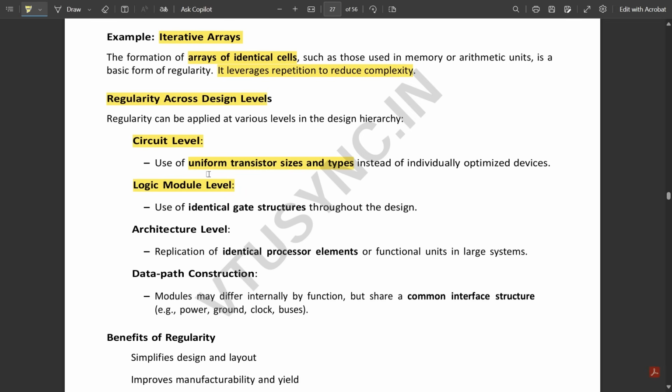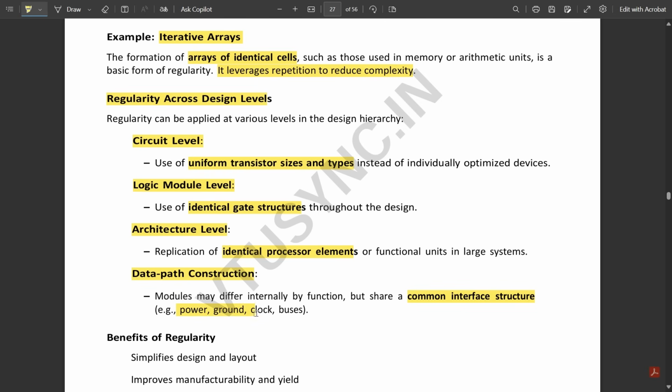Okay, so that is the uniform usage of transistors in the circuit. Next is logic module level. Use of identical gate structures throughout the design. Identical gate structures means gate structures which look similar are used in a repeated manner. Next is architecture level. Replication of identical processor elements or functional units in large systems. Okay. Next is data path construction. Modules may differ internally by function but share a common interface structure.